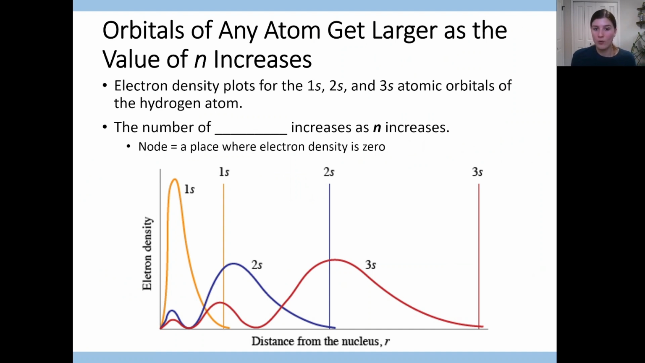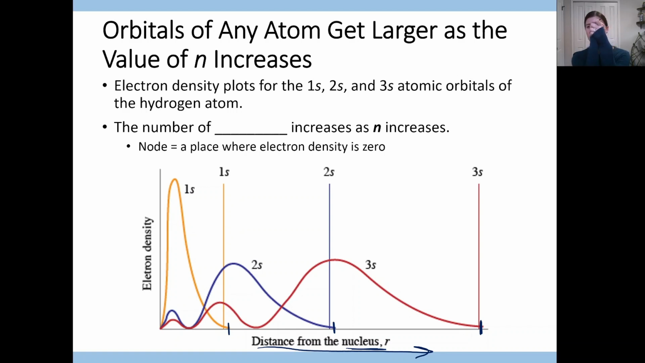So as an orbital gets larger, the value of n, of course, is increasing. And this means that the distance from the nucleus of an electron in that orbital is also increasing. So we're increasing going left to right. This plot shows all s orbitals. So the 1s orbital is this orange color, 2s is blue, 3s is red. The 1s orbital, electrons in that orbital can exist up to this distance from the nucleus. 2s orbitals can exist up to this distance, and 3s can exist up to this distance.